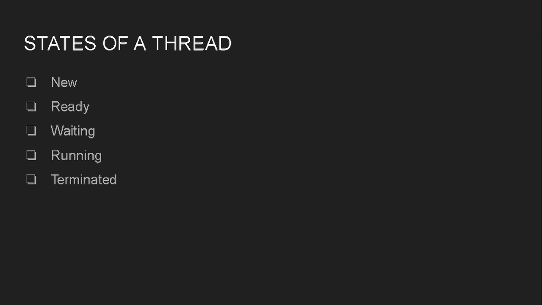Then after that, now this is a very important concept, states of a thread. These are the 5 states of the thread. First of all we have new, then we have ready, then waiting, running, and terminated. These are the 5 states of a thread which you need to remember. So I'm going to the next slide to explain what these states are.